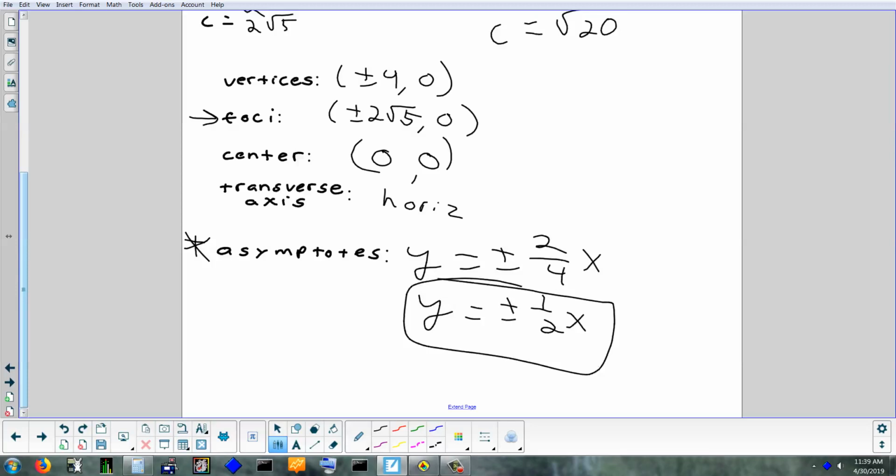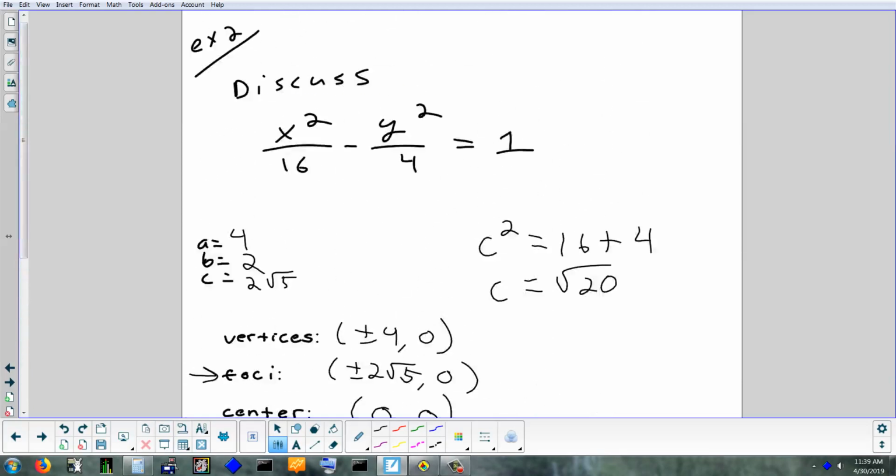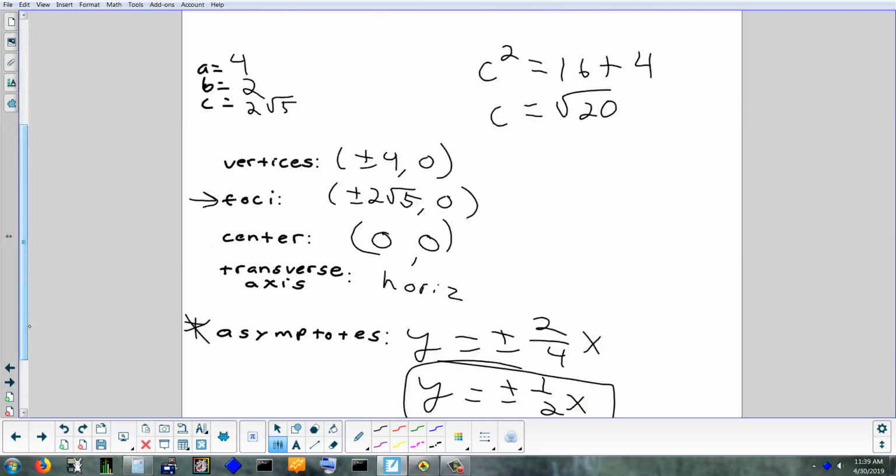Okay, so any questions on how we found those 5 things? How did you find the transverse axis again? Because the x is positive. Either the x is going to be the positive or the y will be. Whichever one is positive, that's the direction of the transverse axis.